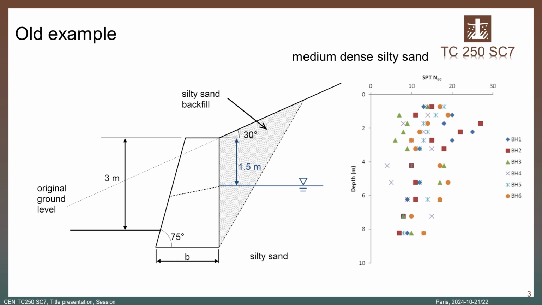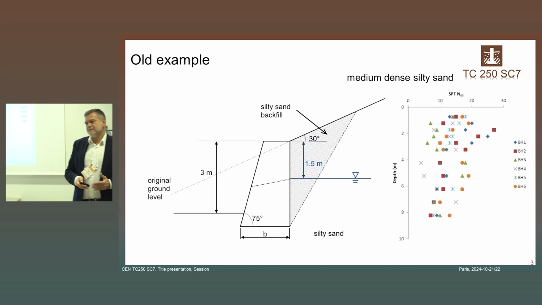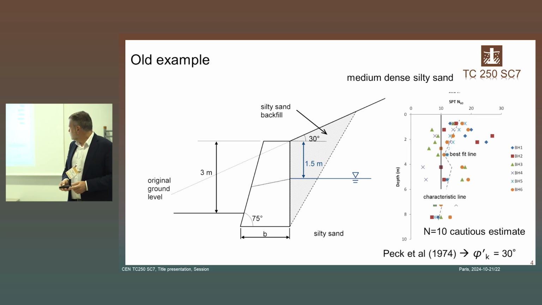This is the old example. You see that basically it was just a retaining wall with a sloping backfill of 30 degrees, and the idea that the groundwater in the backfill could arrive to this level because of the presence of this hole in the wall, and the characterization was done in terms of a set of SPT tests, and from this there was the derived characteristic value of the angle of friction, and from this characteristic value the design value was computed.